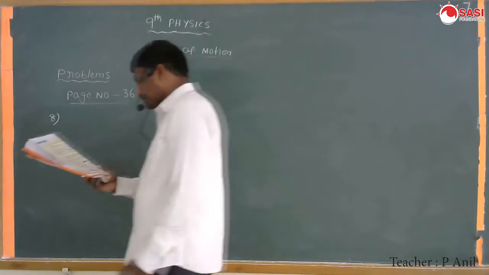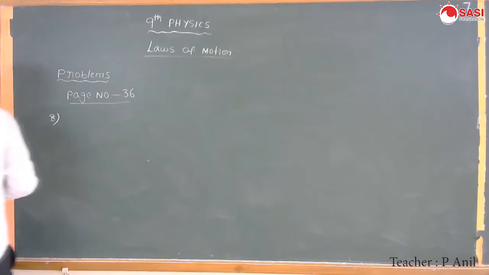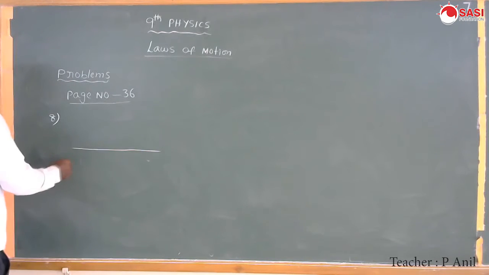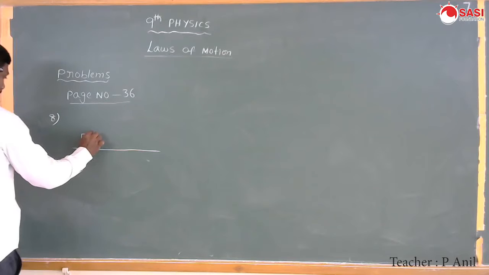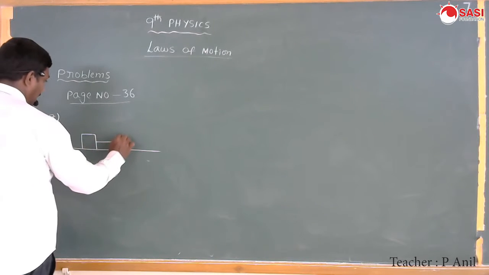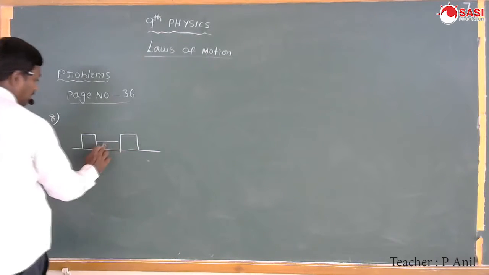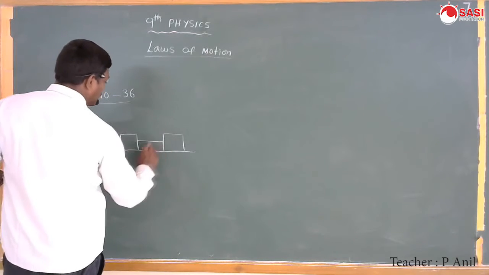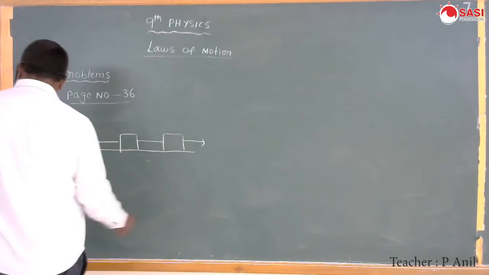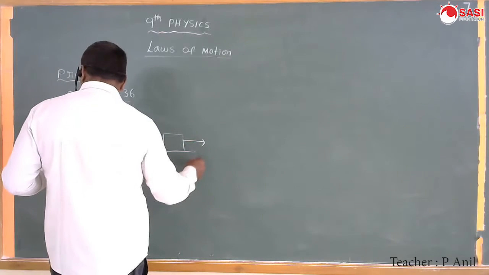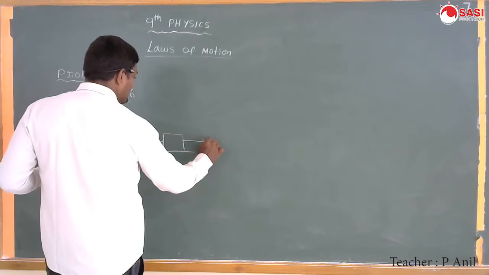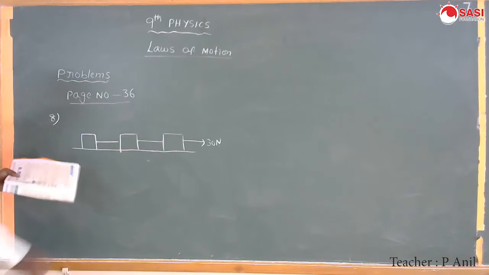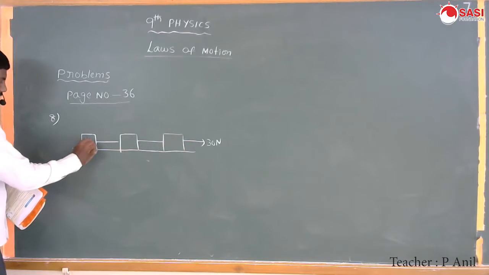Now here, neglect the mass of the ropes. Three blocks are arranged on a surface like this with the help of two strings. This is one of the strings and this is the other string. Now you can apply the force. How much here? You can apply the force 30 newtons. Blocks having mass is how much? Each having mass 10 kg.